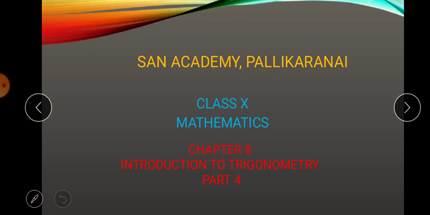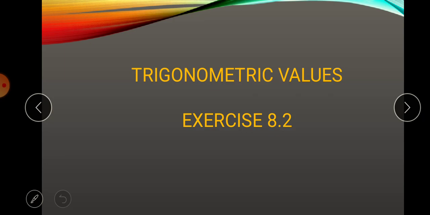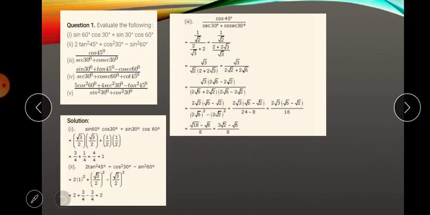Good day, students. Already we have learned about the trigonometric ratios and values. In the previous part 3, we learned about the trigonometric values. Based on those values, we are going to do Exercise 8.2. This is also a two mark question. It's a very important question. So first we see the question number.